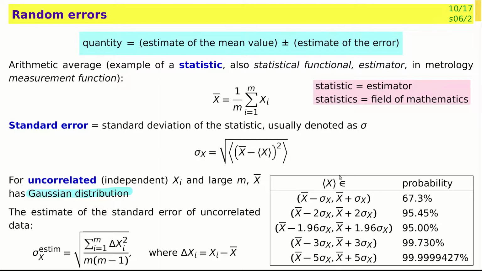It has certain properties. So if M is large enough, then after performing M measurements, I know that the true expectation value, the true value of the quantity, is in the interval of the arithmetic average plus minus the standard deviation of this arithmetic average with probability about 67%. It follows from the Gaussian distribution.